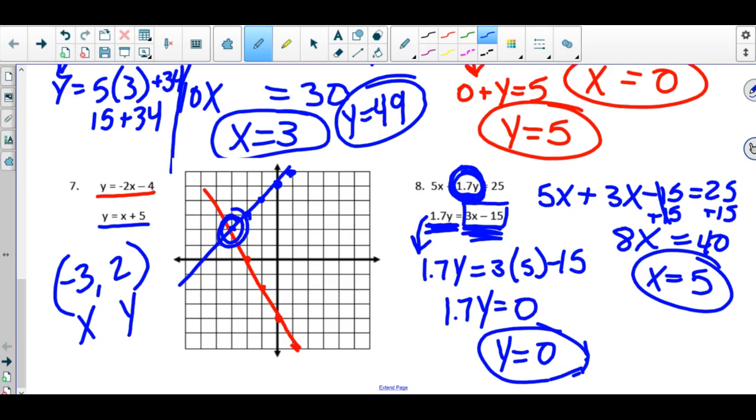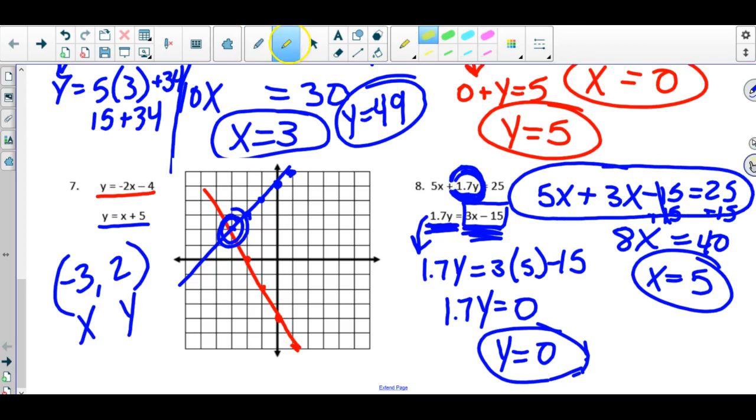That gives us this equation over here, which is 5x plus, is that a plus? I colored over it. 5x plus this right here, which is 1.7y, 3x minus 15. So that ends up giving us x is 5 and y is 0. You could go through and do it the long way, which is the normal substitution way, and you're going to get the same answer. So page 1.